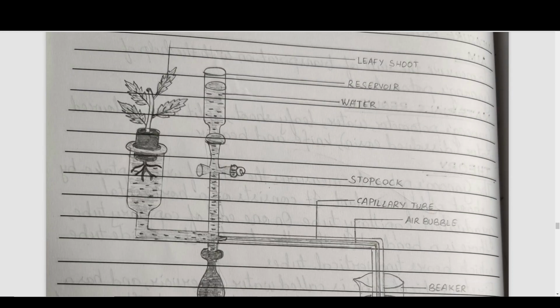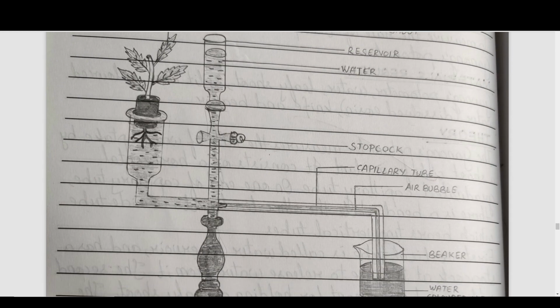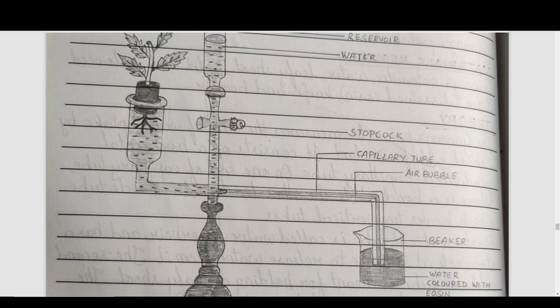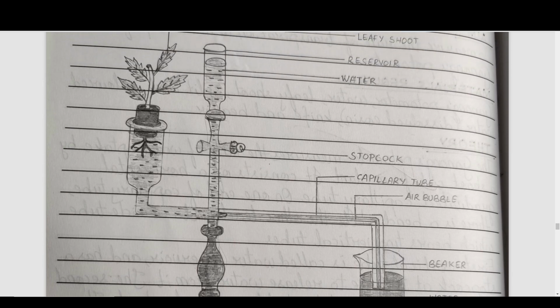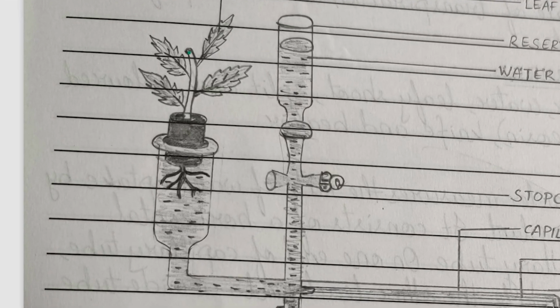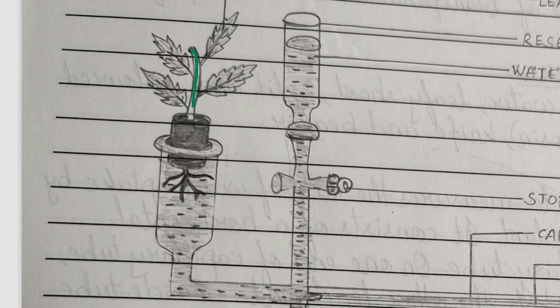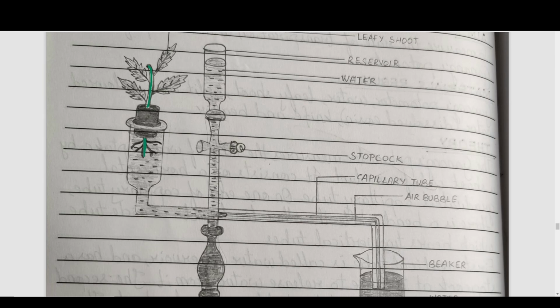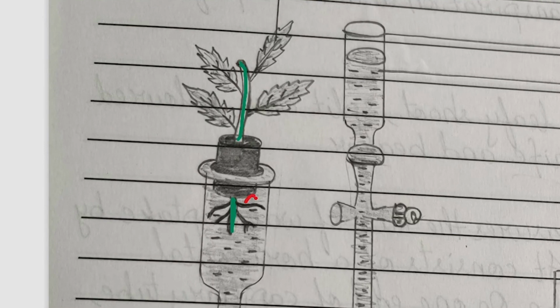On the left hand side of the page, draw the diagram of Ganong's potometer. Look at the apparatus arrangement. This glassware is known as Ganong's potometer. Remember one thing, this is the cut twig. Because it is the cut twig, that's why there is no need to show the root hairs, these portions. Don't draw these portions.